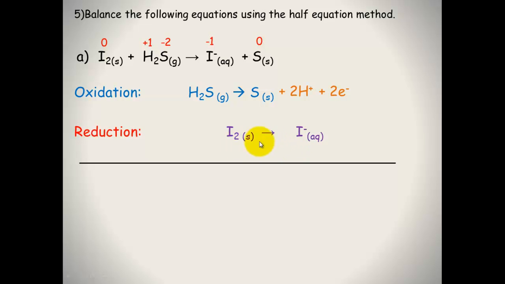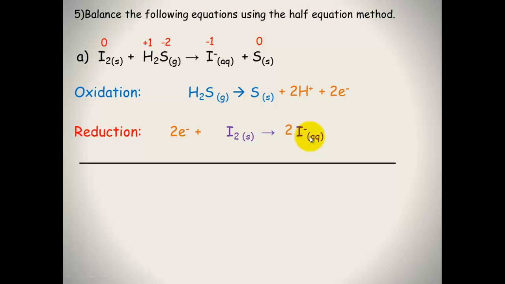Okay, so let's look at our iodine here. Iodine is going to iodide. There's 2 iodines on this side, so I need to make 2 iodides on this side. Next thing I need to balance is my oxygens. There aren't any. Then my hydrogens, there aren't any, so I just need to balance my charges using electrons. 0 charge, 2 minus charge, so I need to add 2 electrons to this side. Great. So now I've got 2 electrons on this side and 2 negative charge on this side, so that's balanced.